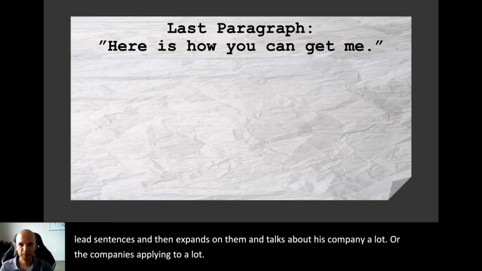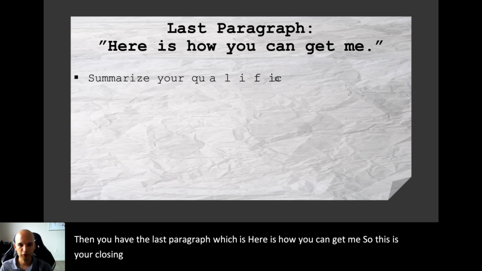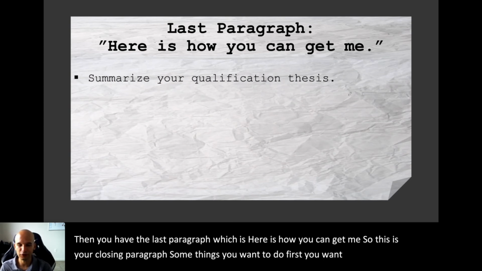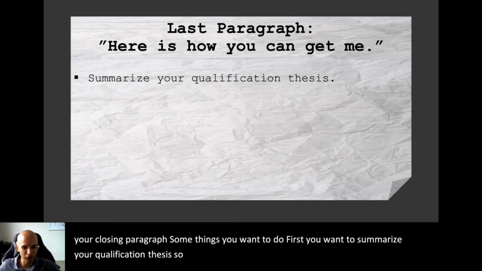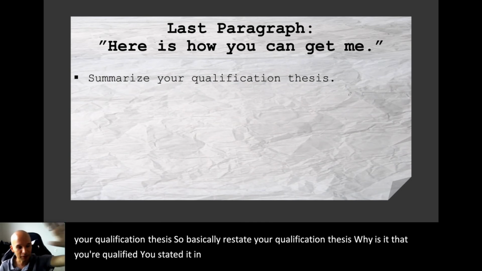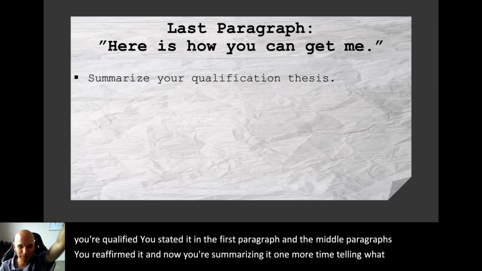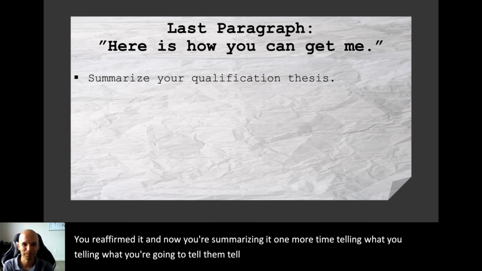Then you have the last paragraph, which is, here is how you can get me. So this is your closing paragraph. Some things you want to do. First, you want to summarize your qualification thesis. So basically restate your qualification thesis. Why is it that you're qualified? You stated it in the first paragraph, and in the middle paragraphs, you reaffirmed it, and now you're summarizing it one more time. Tell them what you're going to tell them, and then tell them what you told them.